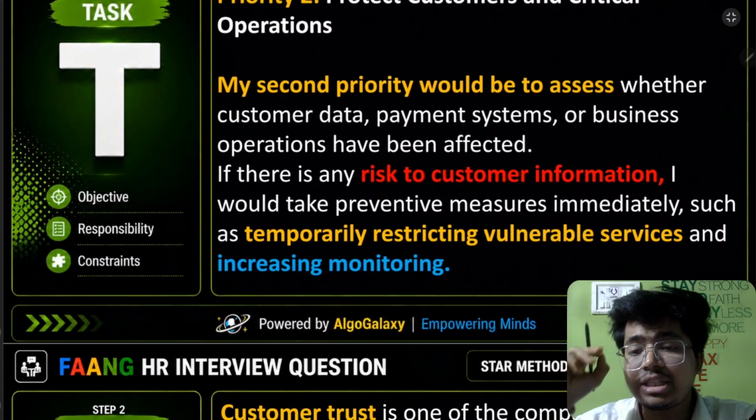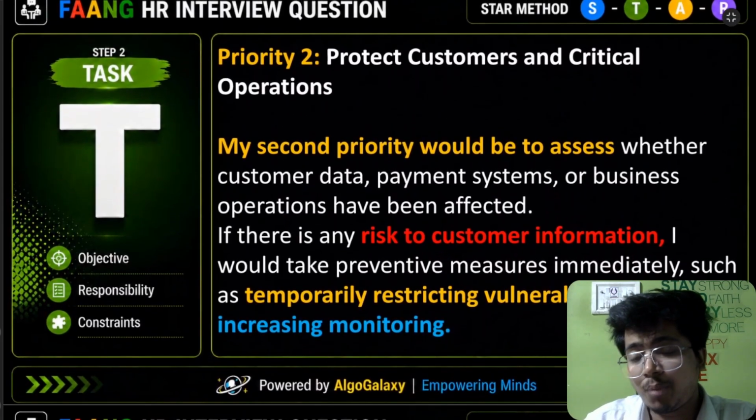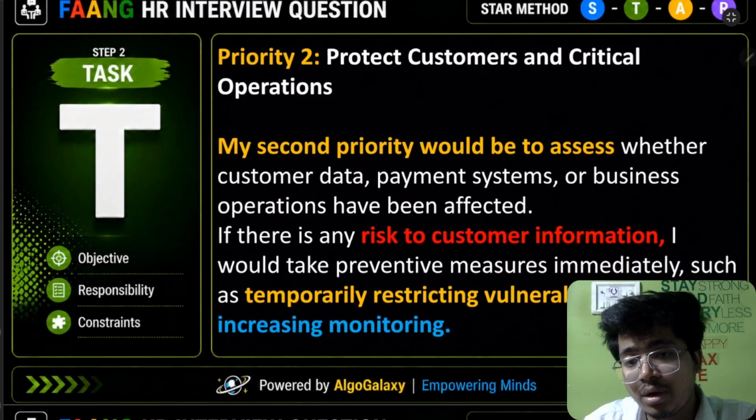If there is any risk to customer information, I would take preventive measures immediately, such as temporarily restricting vulnerable services and increasing monitoring. So here we are talking about protecting customers and critical operations. In the second priority we have put our customers.